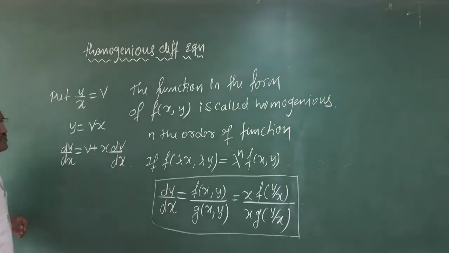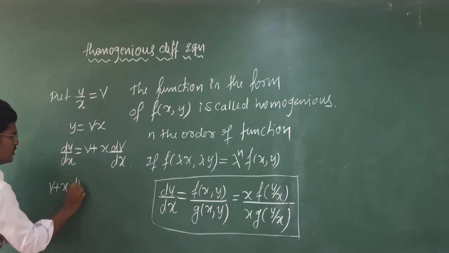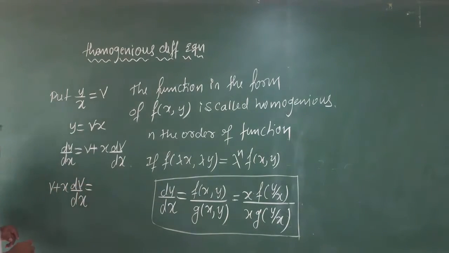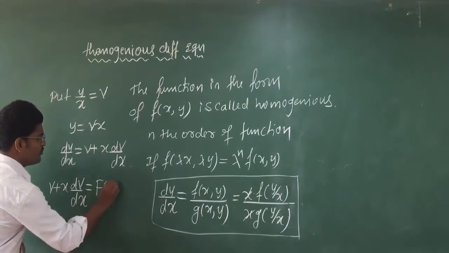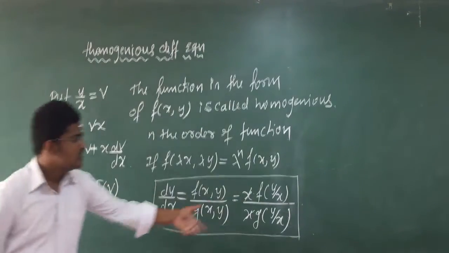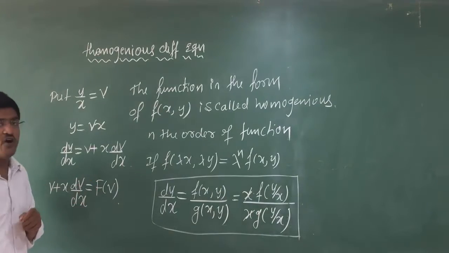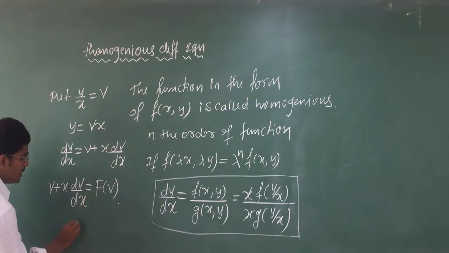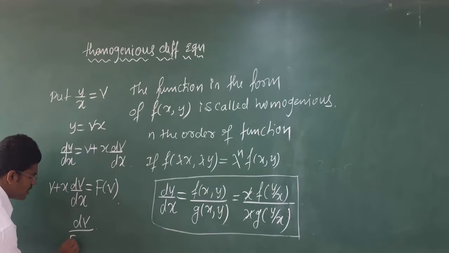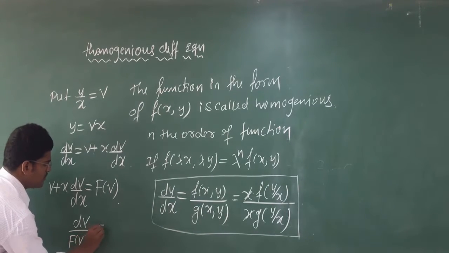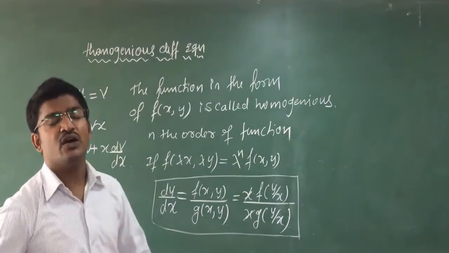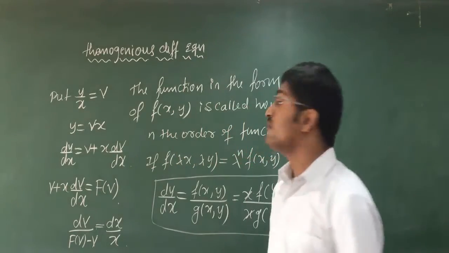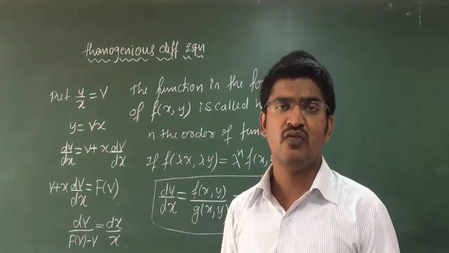Clear? So in the place of dy by dx, you write this v plus x into dv by dx, that is equal to, here x and x will get cancelled, that will be capital F of v. I will write this term as capital F of v, so that it will be in the form of dv divided by f of v minus v equal to dx divided by x. So further you can integrate on both sides and you can simplify so that you will get the required solution.